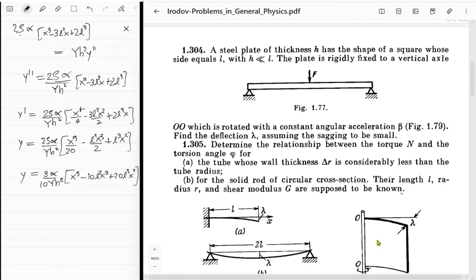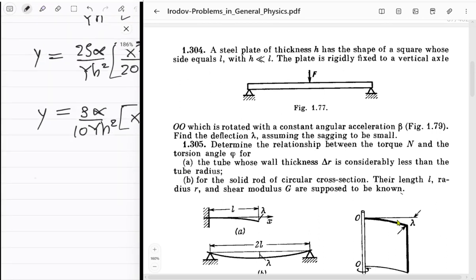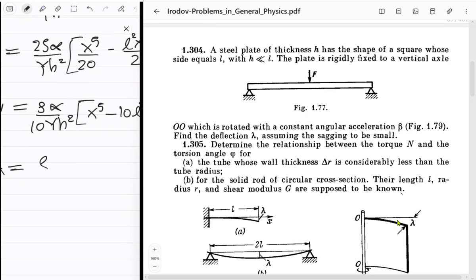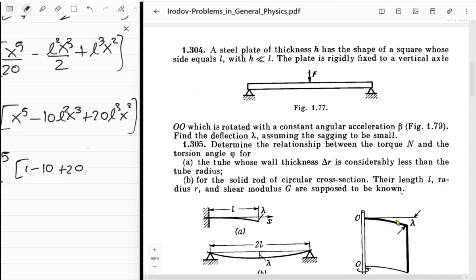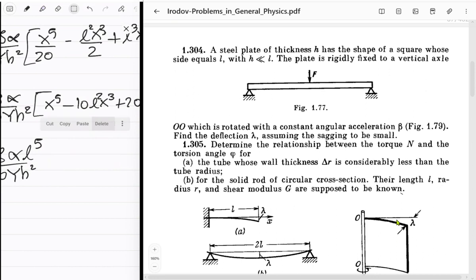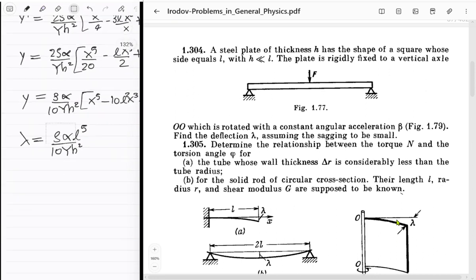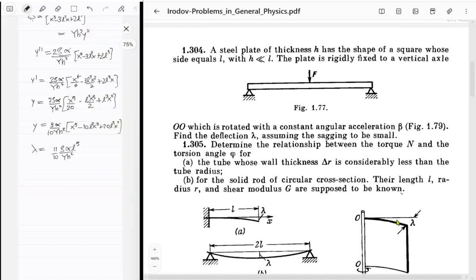So you want the deflection, so that will be at y equal to L, right? So at y equal to L, you're just gonna have the deflection, which is equal to rho alpha upon 10 Young's modulus h square, L power 5, just take that out. Okay, so L power 5 is out. It's just 1 minus 10 plus 20, which is basically 11. So there we go, it's like 11 upon 10, and that's our final thing.